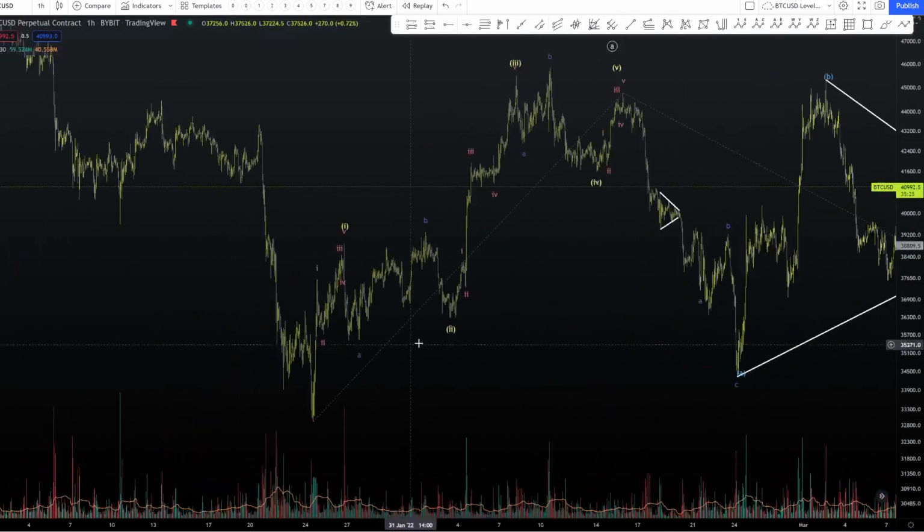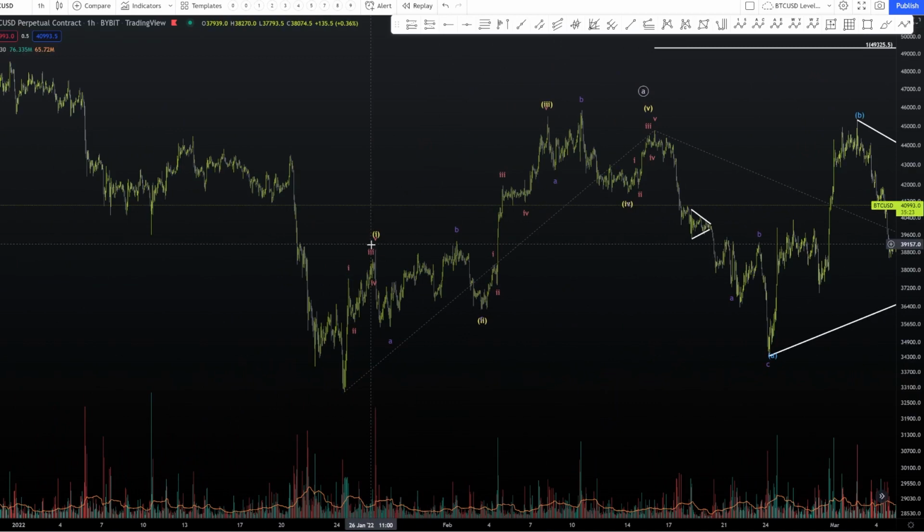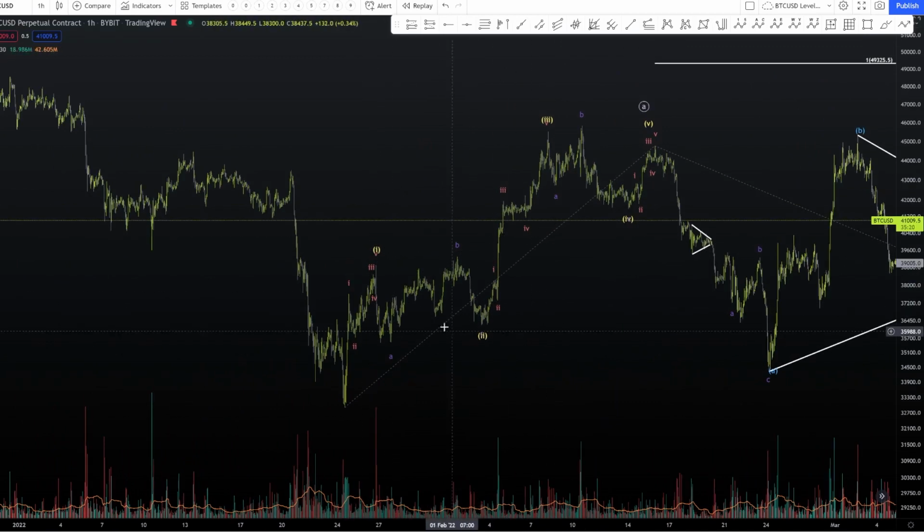So it's going to be looking the same as I showed you guys earlier. However, this is just going to be a wave 1 as opposed to wave A. This is going to be wave 2 for a running flat.